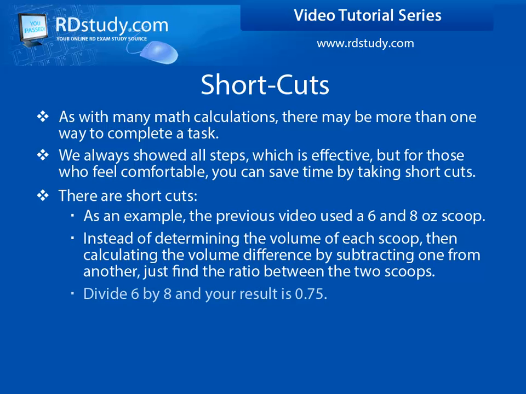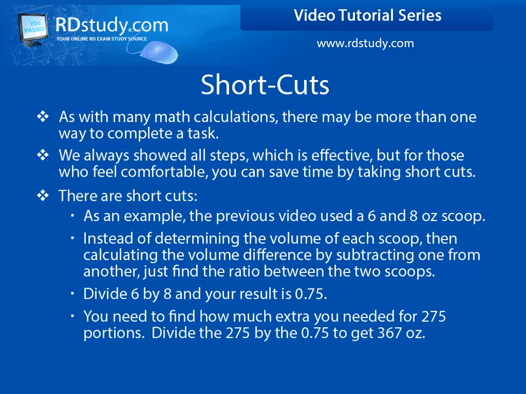A number 6 was used instead of a number 8. So divide 6 by 8 to get 0.75. This is your ratio. The number of guests that needed to be served were 275. Divide the total guests by this ratio to get your answer. 275 divided by 0.75 equals a rounded up 367 additional ounces of product being required. This is a quicker way to solve, but it is important to understand all of the steps explained in the entire series in case a curve is thrown at you on test day.